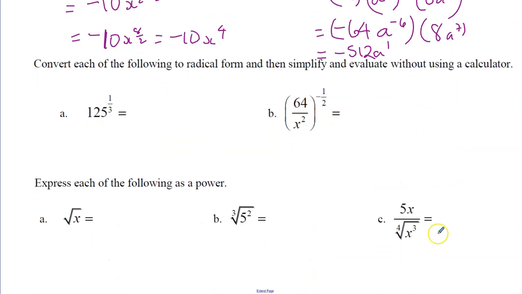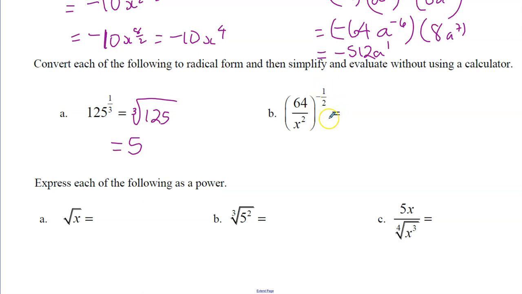Convert each of the following to radical form and then simplify and evaluate without using a calculator. So 1/3, well, the bottom number tells us what root. So we are dealing with a cube root, and the top number is a power, so it's just the cube root of 125, which is 5.